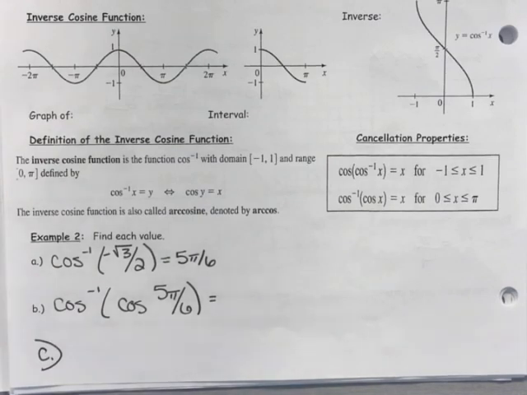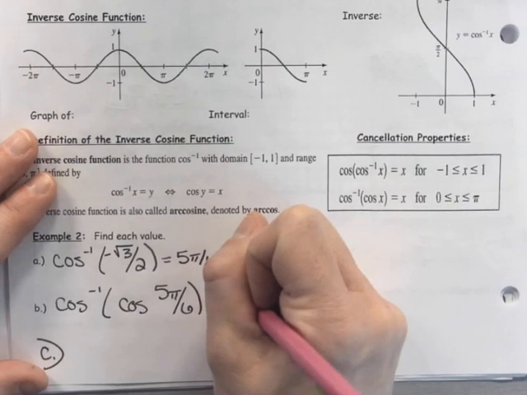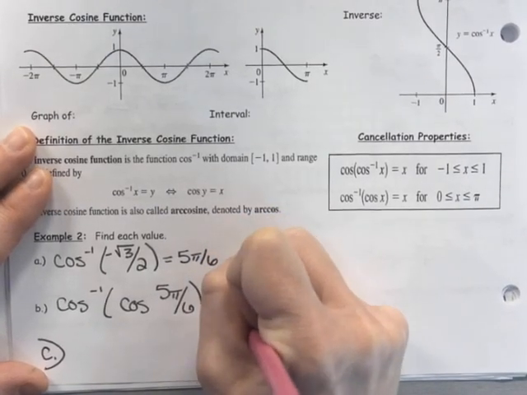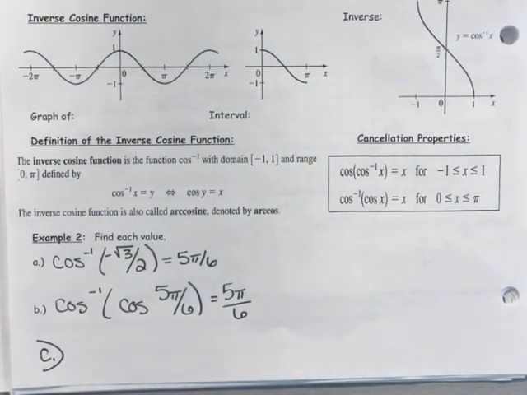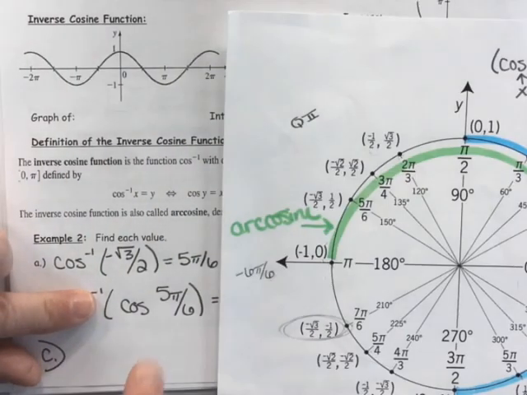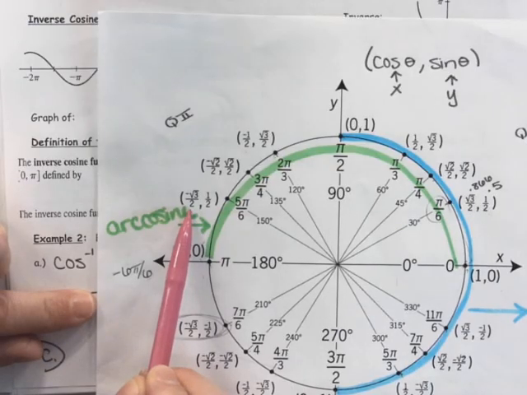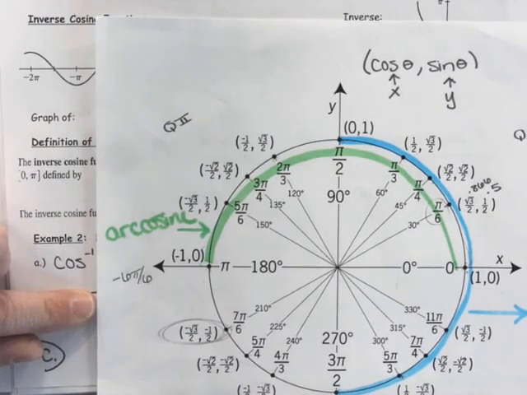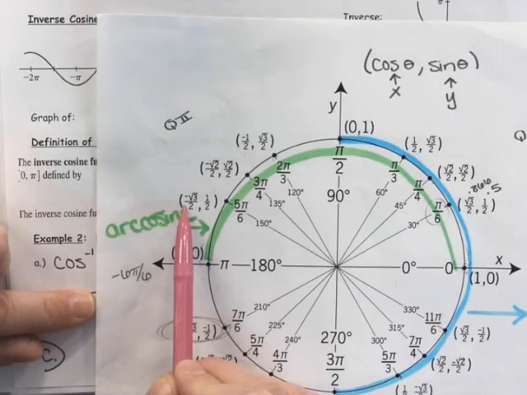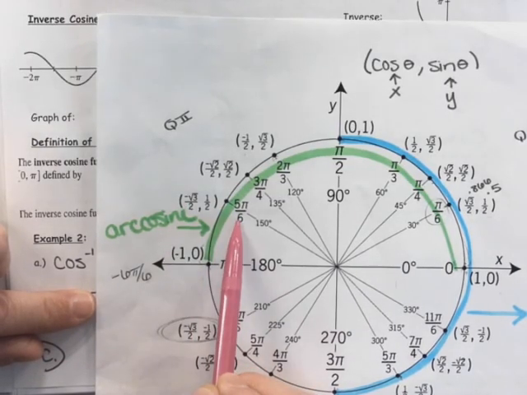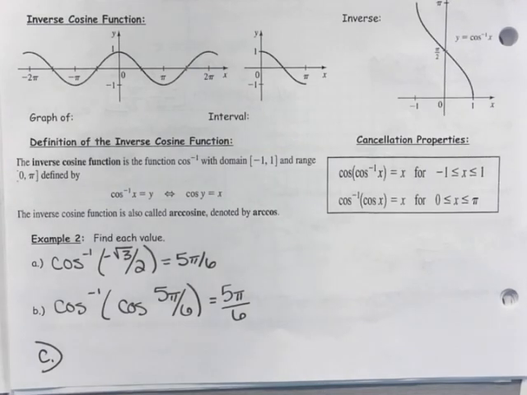Okay, next one. This one, the cancellation property is going to work. Do you see how 5 pi over 6 lives in this window between 0 and pi? So I can use my little cancellation property, and what's my answer? 5 pi over 6. If that felt uncomfortable and you don't know that it's true, then process through it. What is the cosine of 5 pi over 6? The cosine is negative root 3 over 2. What is the inverse cosine of negative root 3 over 2? Meaning which angle would get you here? Still 5 pi over 6. So you can think about that and process it either way.